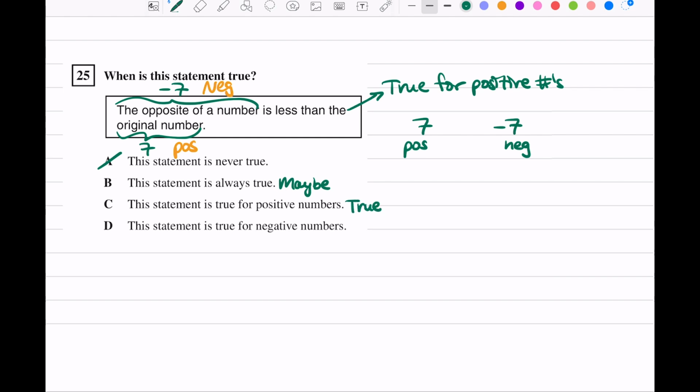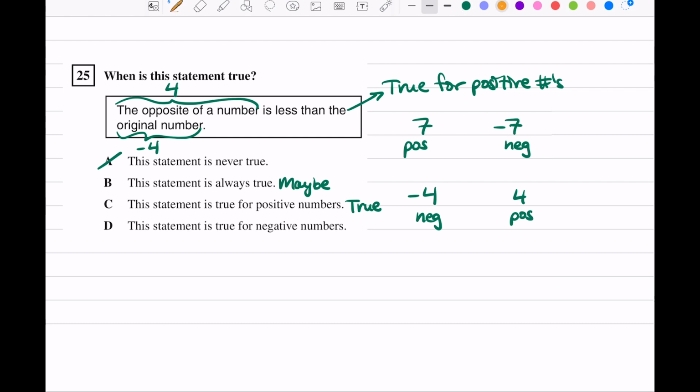We know that's true. And option D, this statement is true for negative numbers. Okay, let's consider that. Let's say we have a negative number. Let's say -4. Let's look at our statement and plug in this new number. So our original number here is -4. The opposite of that number is 4. So the statement says 4 is less than -4. That is not true.